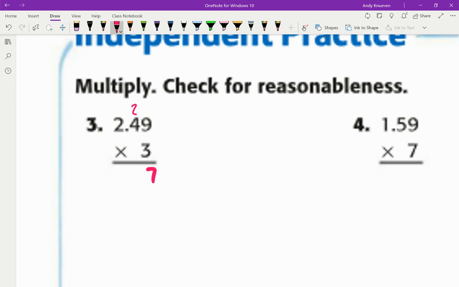3 times 4 is 12, plus 2 is 14. 4 down, carry the 1. 3 times 2 is 6, plus that 1 is 7. 747? I don't think so. We have to look at our problem. We have two numbers to the right in the top number. We have 0 on the second one. So our answer needs to have two numbers to the right of the decimal here. So our final answer is 7.47.